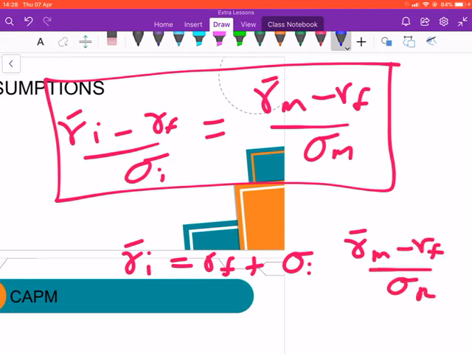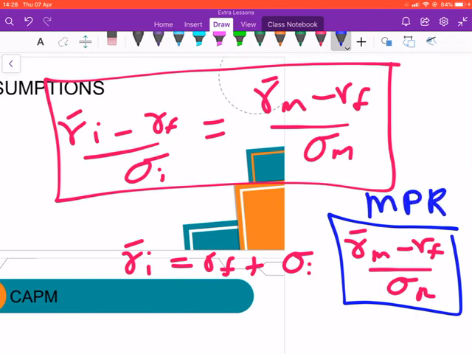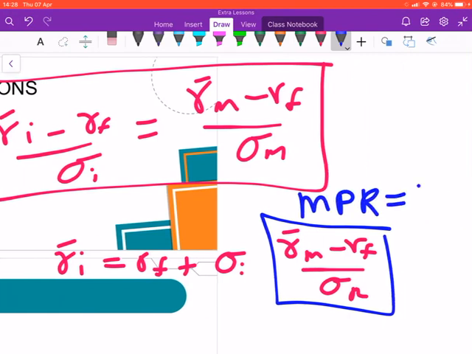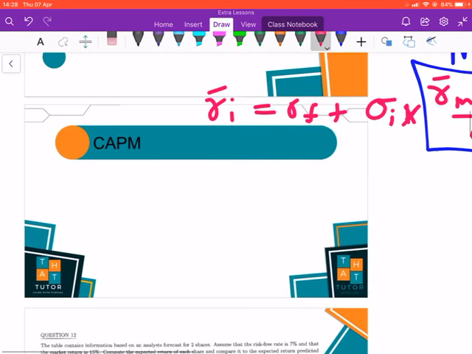this. And this, we often call the MPR, the market price of risk, or they can just call it K, which is also a Sharpe ratio. The market price of risk is the Sharpe ratio for the market. So it basically tells you how much you should get paid for every additional risk that you take. That's what the market price of risk is. It tells you how much you should get paid for every additional unit of risk you take, right?